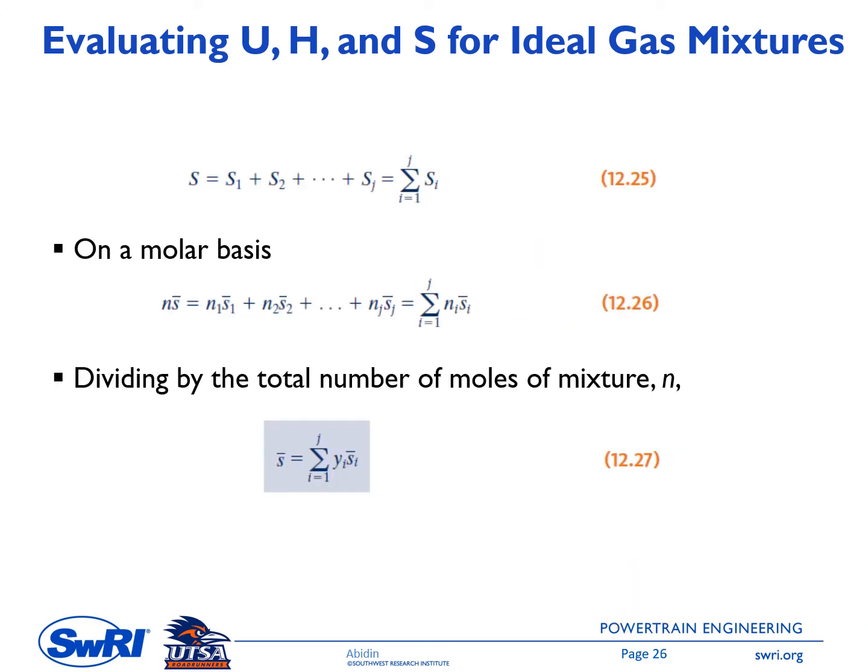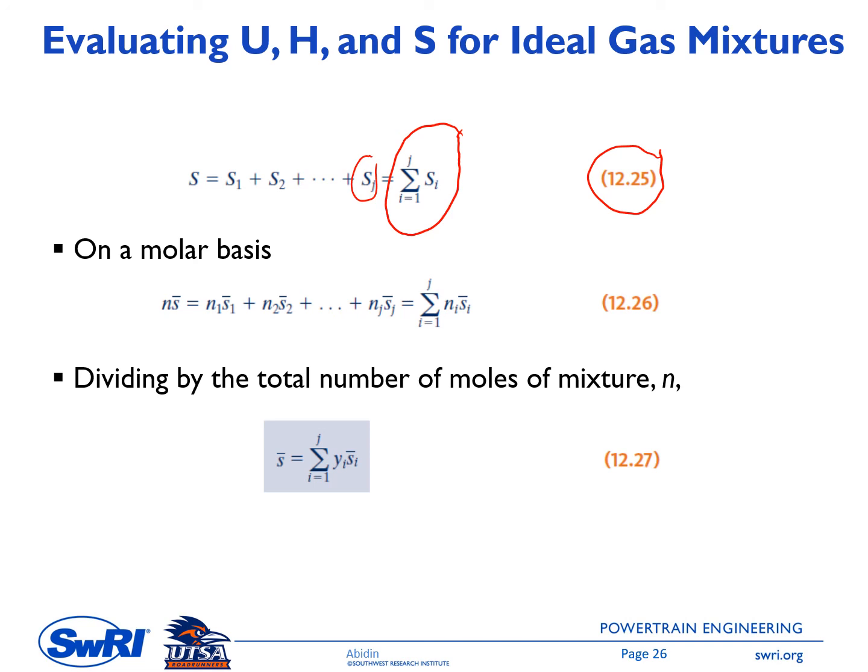The next one is for the entropy. So the entropy of the mixture is the sum of the entropy of its components. So you have equation 12.25: S equals S1 plus S2 through Sj. And we have a compact form here. So S is the sum of all component entropy, so here is i, and then i from 1 through j.